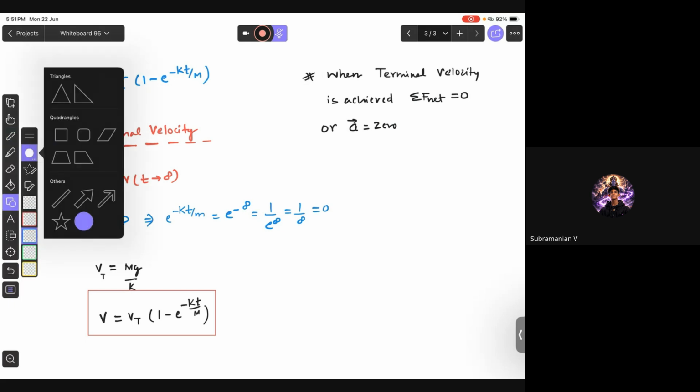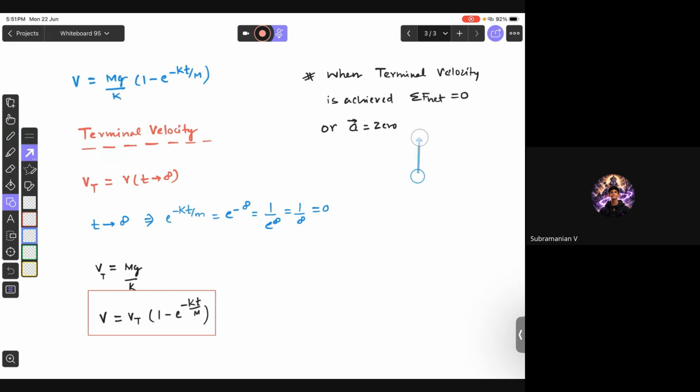What forces act upon it at any moment? Just two. One is the drag force kV upward, if it is moving down with V, and another is mg downward. To have net force 0, or net acceleration 0, kV must be equal to mg. So when V is equal to mg by k, the net force will be 0. That will be the terminal speed.